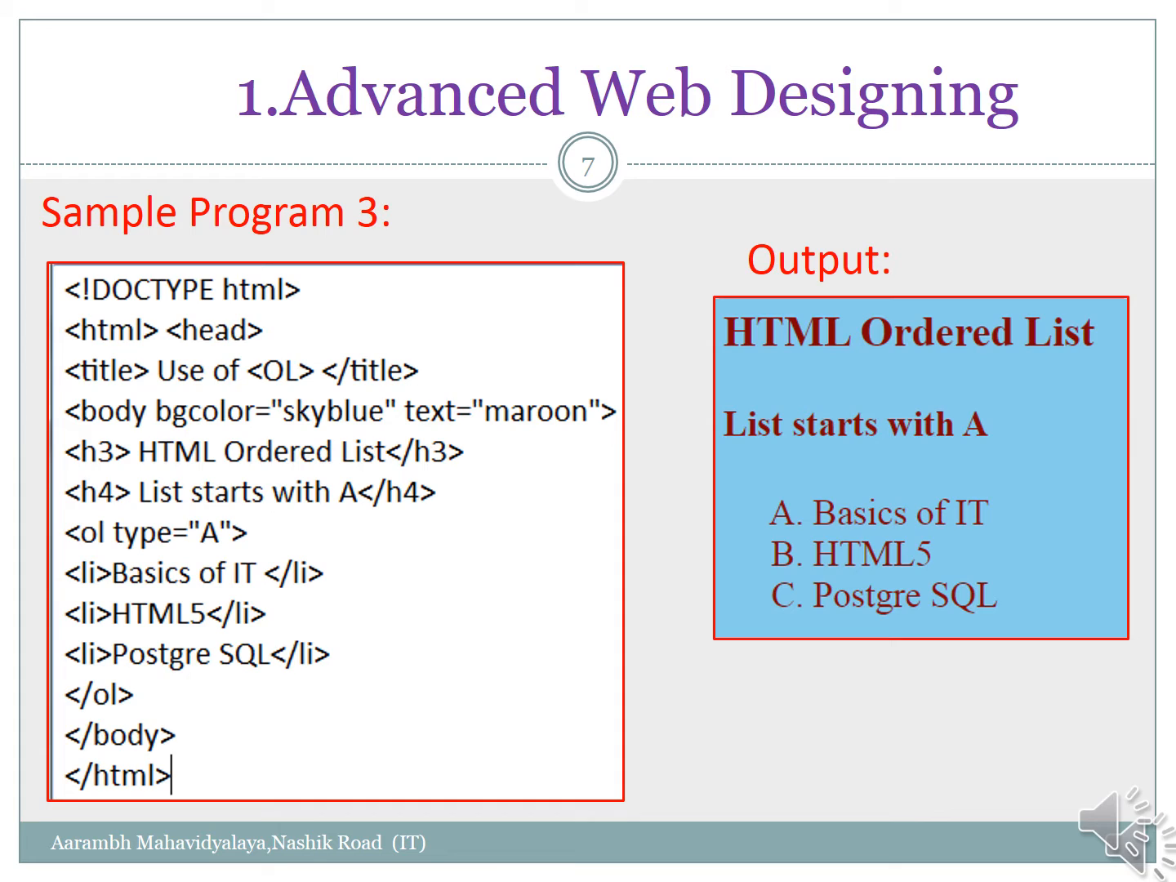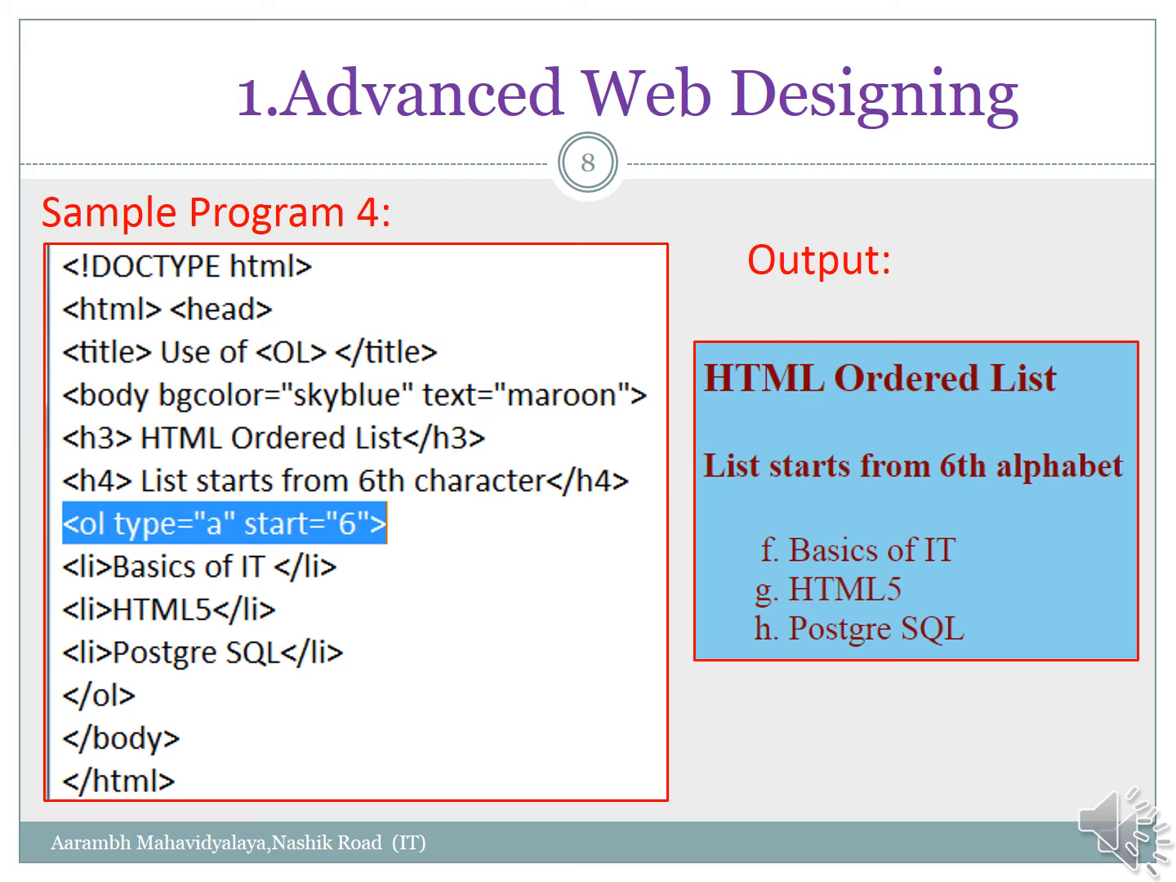Just now we have seen the type attribute of the OL tag. It has type as capital A, small a, capital Roman 1, small Roman 1, and by default the 1, 2, 3 number series. In this example, we have displayed the list items starting with the capital letters A, B, C. For that, we used OL and the attribute type equal to capital A, then the list items. Whenever we provide type equal to capital A, whatever list items are provided will be displayed in capital letter format starting with the letter A.